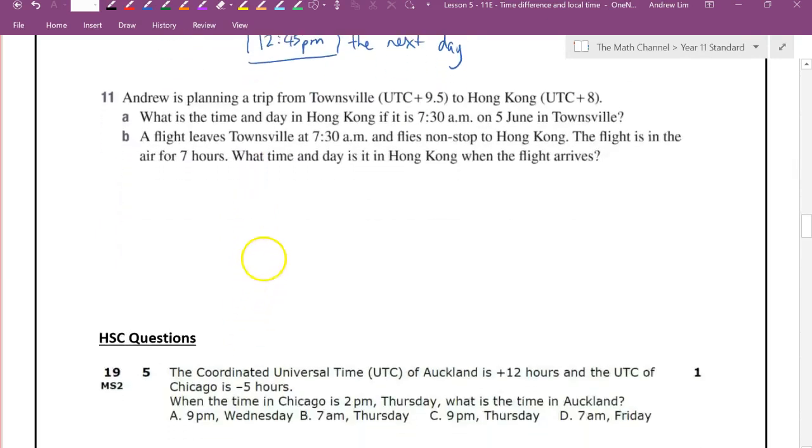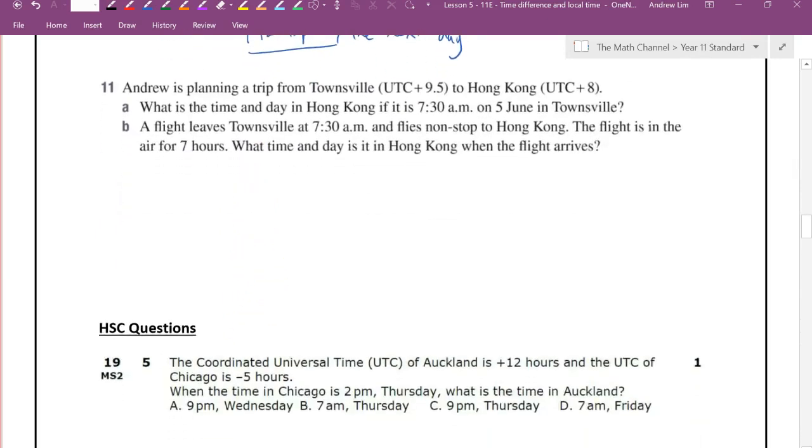Right, 11. Andrew's planning a trip from Townsville, UTC plus 9.5, to Hong Kong, UTC plus 8. What is the time and day in Hong Kong if it is 7:30 a.m. on the 5th of June in Townsville? And question B, what time and day is it in Hong Kong when the flight arrives? Okay, pause the video, have a go.